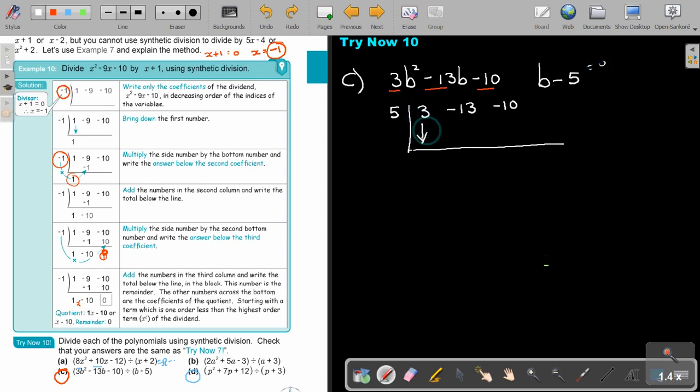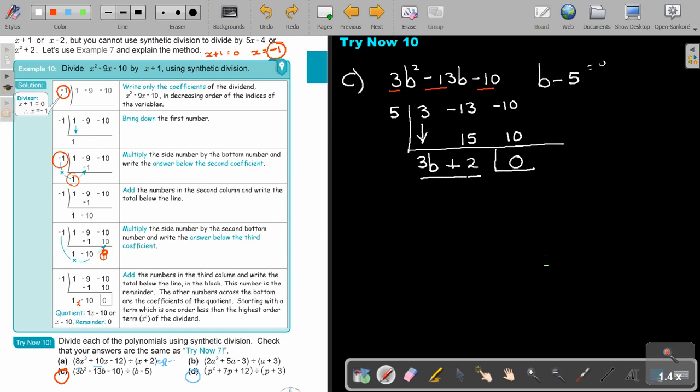Remember the first one, always bring down. So if you bring this down, you're going to get 3. And 5 times 3 is 15. If you simplify this, it's going to be 2. 5 times 2 is 10. If you simplify this, it's 0, and that's always your remainder. Then one index less, so this is going to be b. If there's no sign, it's positive, and there's your quotient. Okay, so that is easy.